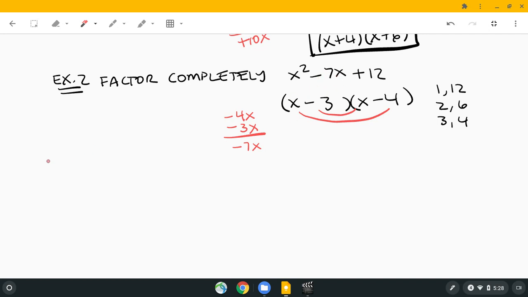Okay, so this is correct. The answer here to factoring is (x minus 3)(x minus 4).